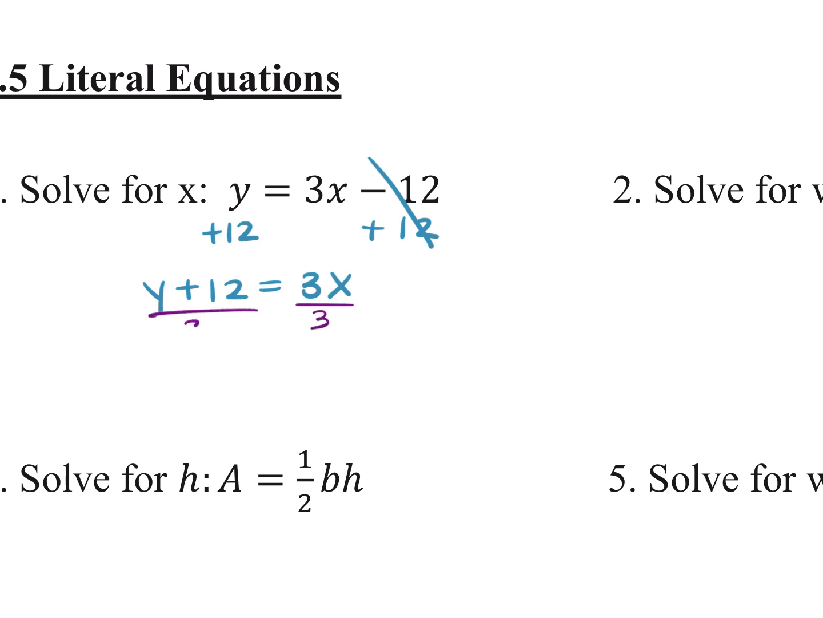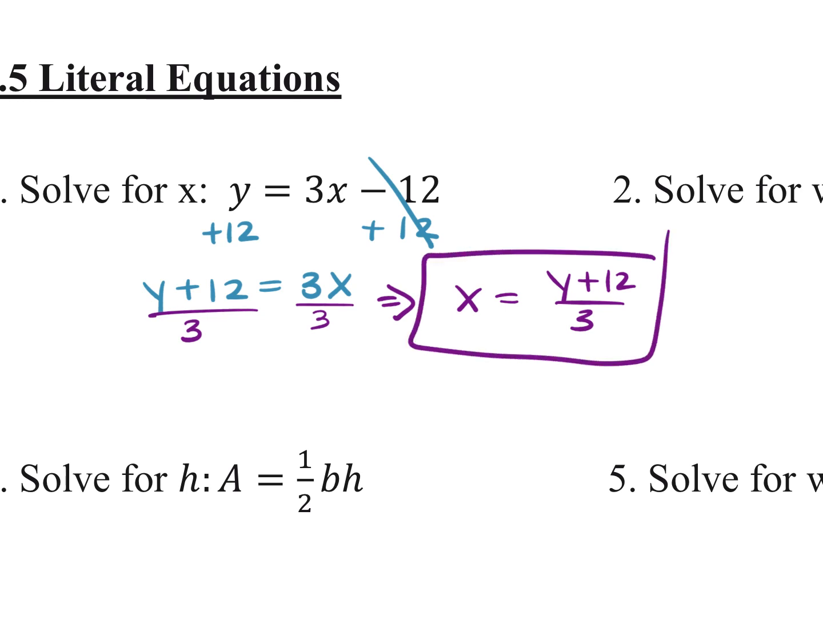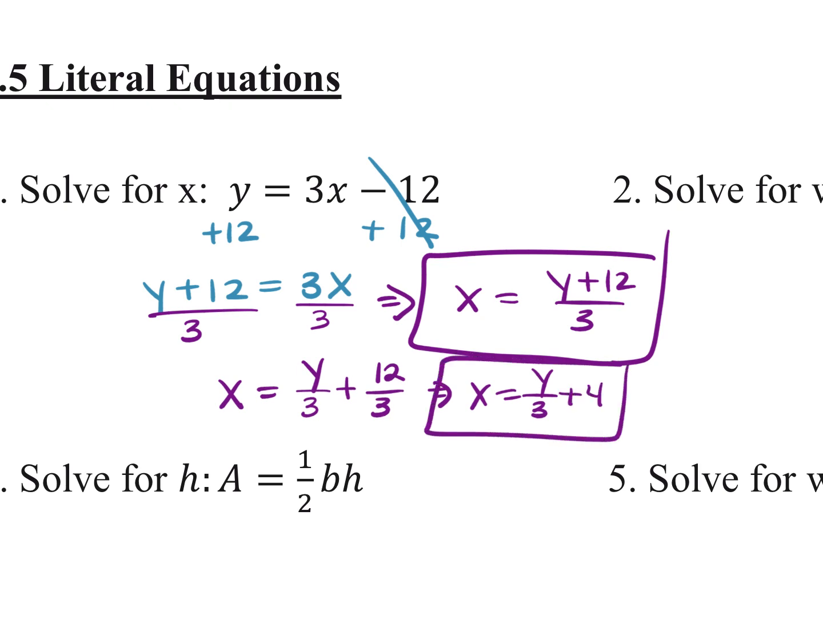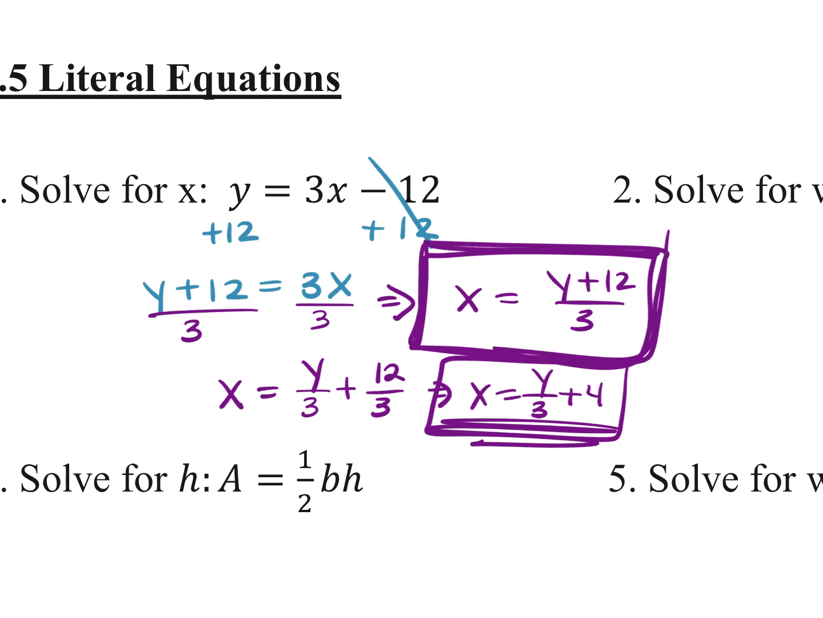Divide by 3. Okay, so your options are this. You could call this x equals y plus 12 over 3 and just leave it like that. Or if you're real fancy and you want to simplify a little further, you could make it y over 3 plus 12 over 3. What's 12 over 3? 4. So you could make it x equals y over 3 plus 4. I don't need you to go this far. I'm good with you stopping at that first one, y plus 12 over 3. But if you want to fancy it up a bit, you would do the second.